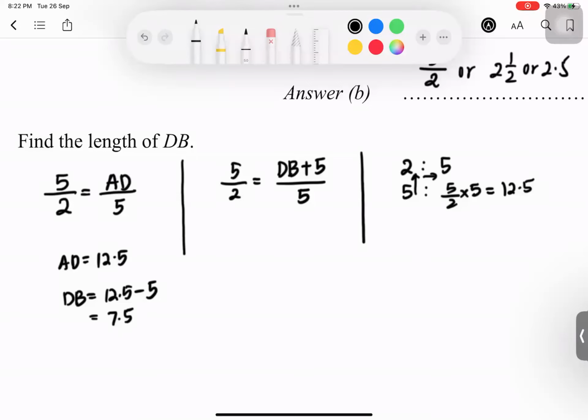So this is AD. Okay. Right, so you got a few different methods for you to do. Cross multiply 25.